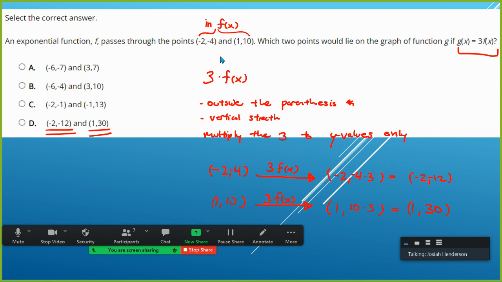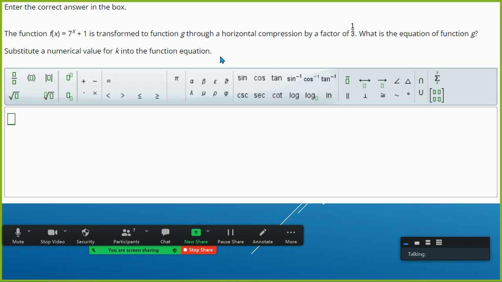Okay, we have a few minutes, so let's do our final example. Okay, so here's another one I found from our Amplify today. The function f of x is equal to 7 to the x plus 1. So this whole thing is our original. It's coming to us with a plus 1 already.